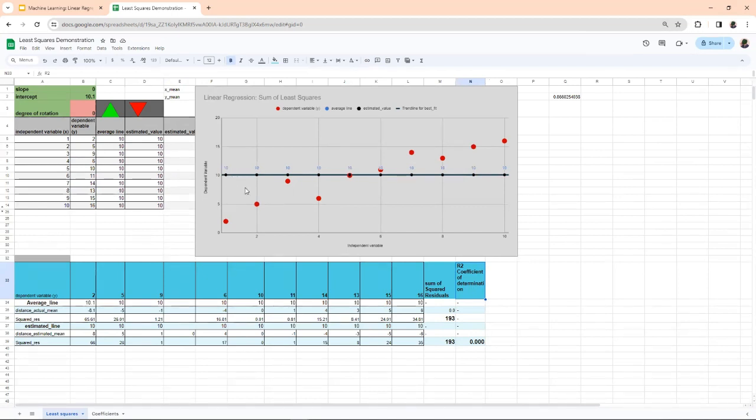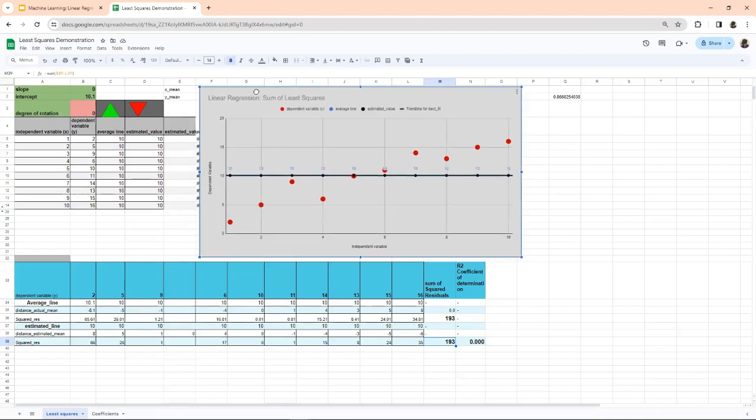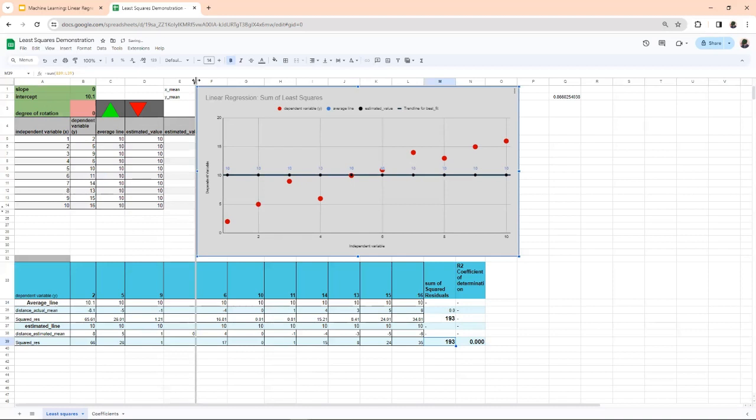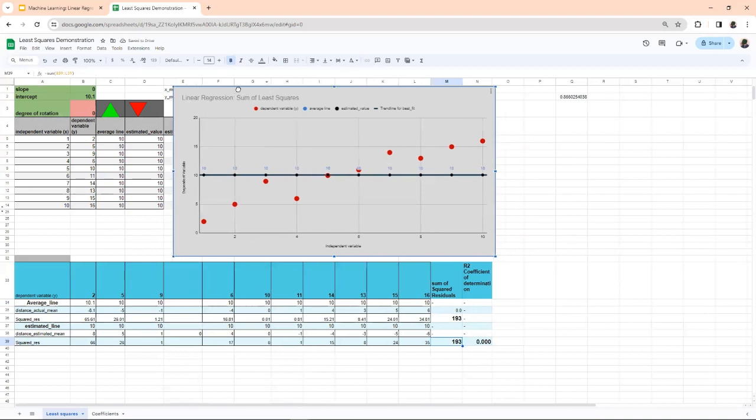In simple linear regression, essentially what we're trying to do is find the line that fits this data. And that means we're trying to reduce the sum of squared errors. You can see how big our error is here, 193, using our average line, where the estimated line is essentially the average.